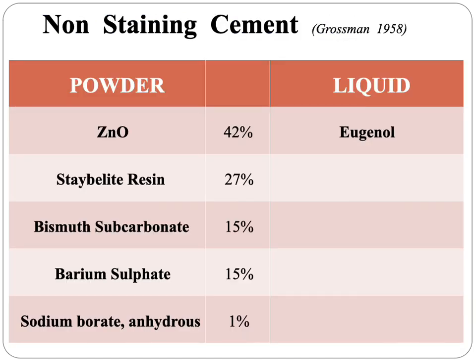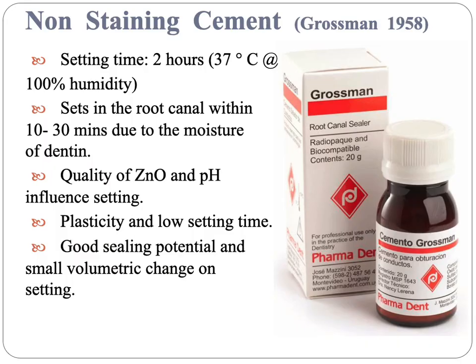So the powder component comprises 42% zinc oxide, 27% staybelite resin, 15% bismuth subcarbonate, 15% barium sulfate for the radiopacity, and 1% sodium borate anhydrous. The liquid component is usually eugenol. So it has a setting time of 2 hours. It sets in the root canal within 10 to 30 minutes due to the moisture of the dentin.